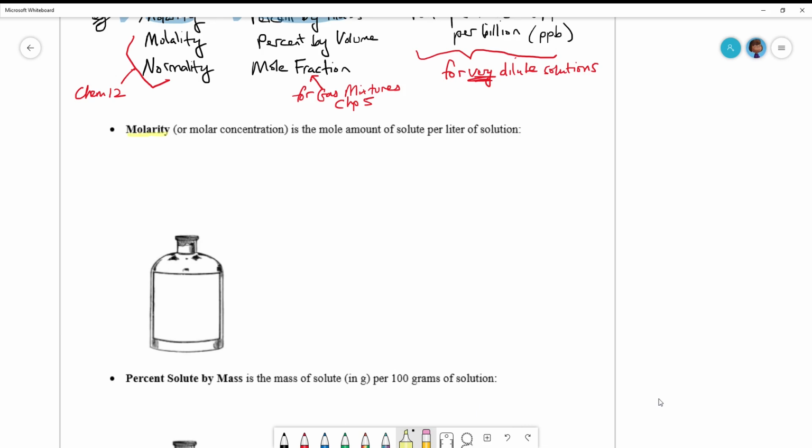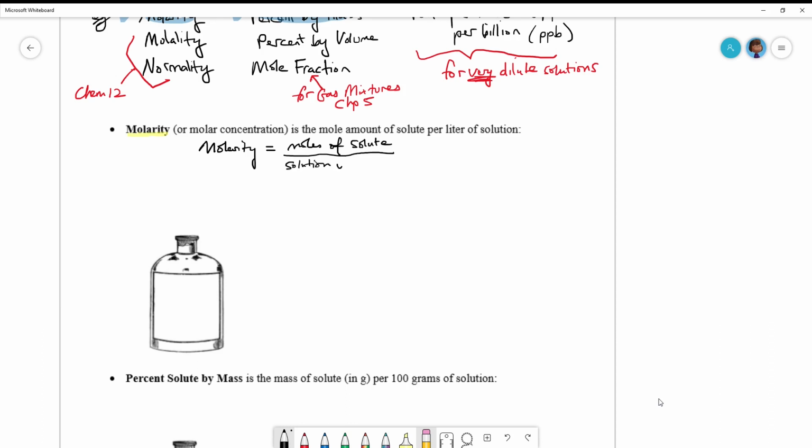And how is it described? Well, it is defined as the mole amount of solute per liter of solution. I can write this in the form of an equation, and that is that the molarity of a solution is simply equal to moles of solute over the solution volume.